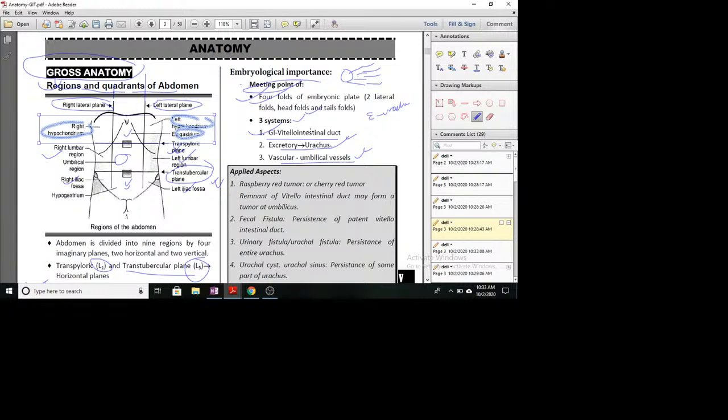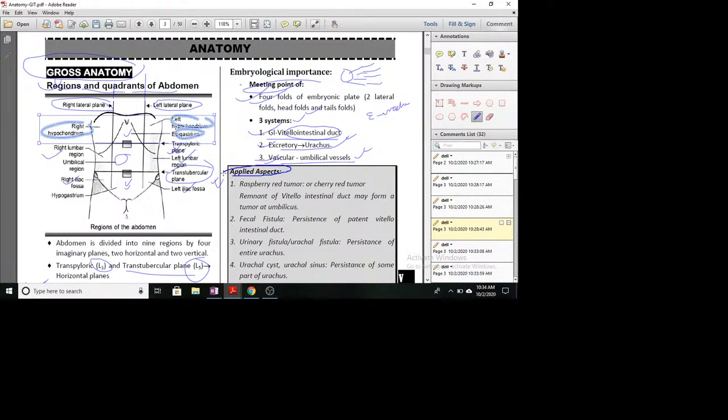In the gastrointestinal system, there is the meeting point of the vitello-intestinal duct. In the case of the excretory system, this is the meeting point of the urachus. In the vascular system, this is the meeting point of the umbilical vessels.